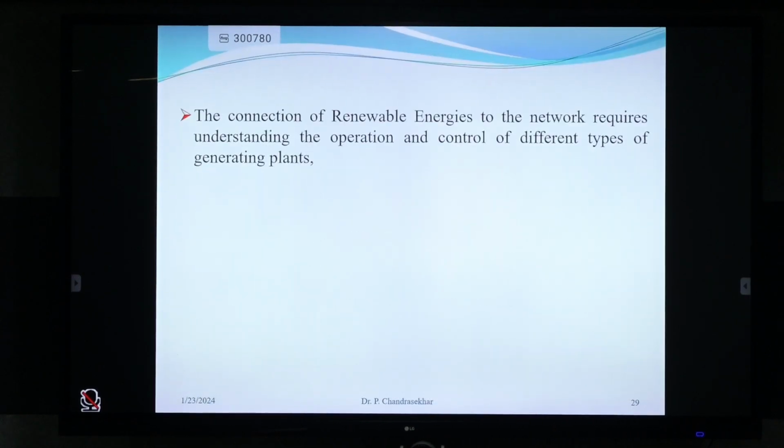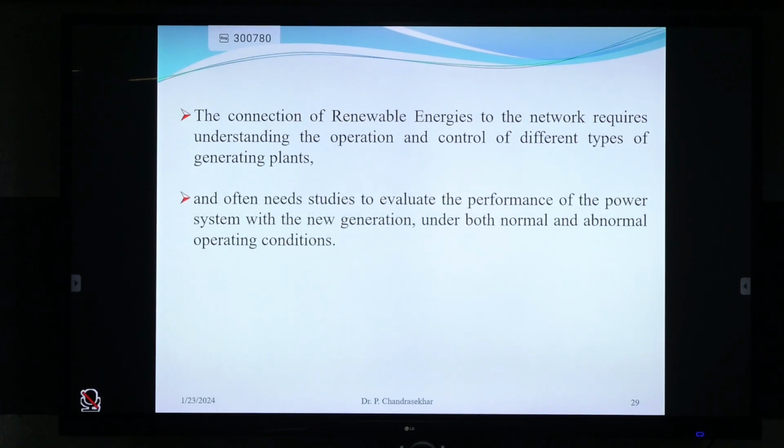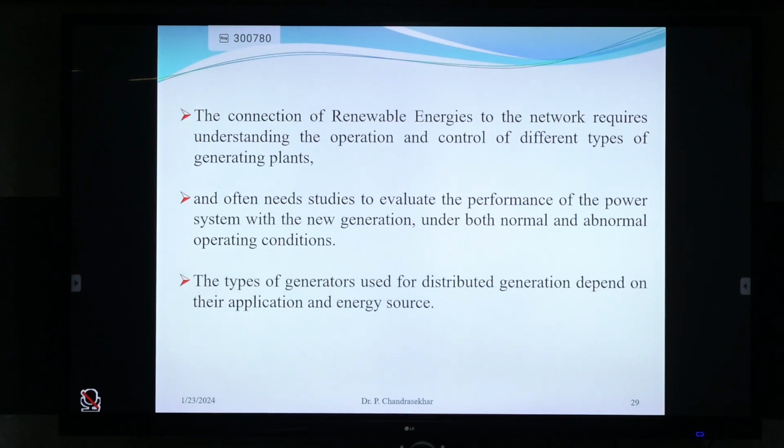So, the connection of renewable energies to the network requires understanding the operation and control of different types of generating plants, and often needs studies to evaluate the performance of the power system with the new generators under both normal as well as abnormal operating conditions. And finally, we have to study the type of generator that we are going to integrate and the impact of this particular generator on the system performance.